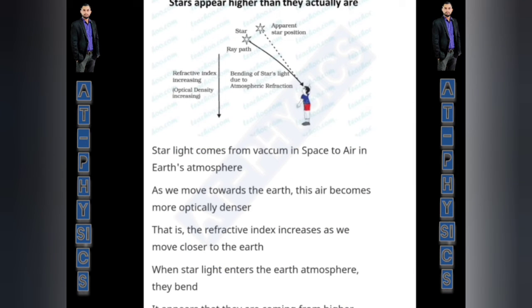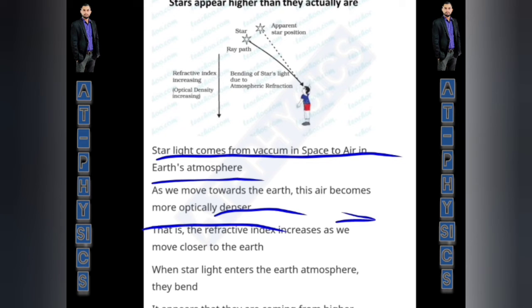So the next one, the stars appear higher than they actually are. Guys, a very important thing: where we see the stars, they are not actually there. They are at a somewhat higher position than their actual position. Starlight travels from a vacuum in space to the air in Earth's atmosphere. As we move towards the Earth, the air becomes optically denser, so the refractive index increases as we move closer to the Earth.